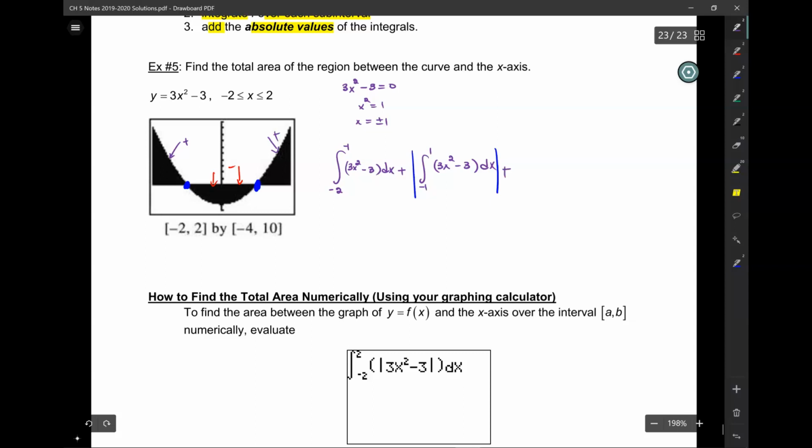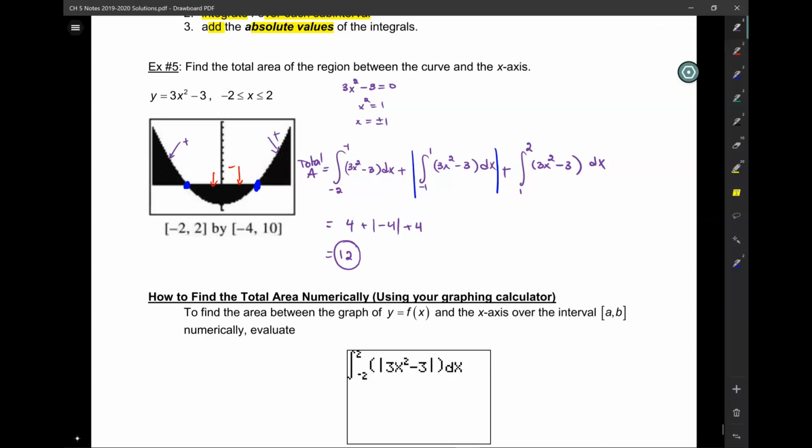Plus, you're going to go from 1 to 2 of 3x squared minus 3 dx. So this is the total area. Okay. Yeah. So then you do your integral and you solve. So this gives you 4 plus the absolute value of negative 4 plus 4. So together, that's 12.